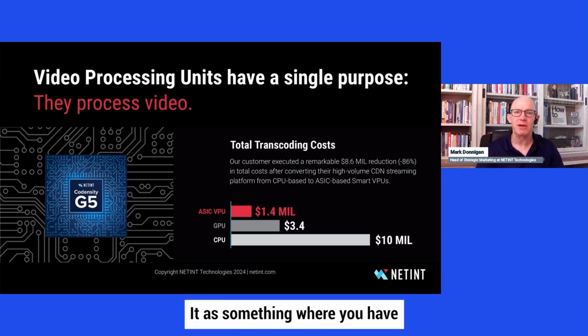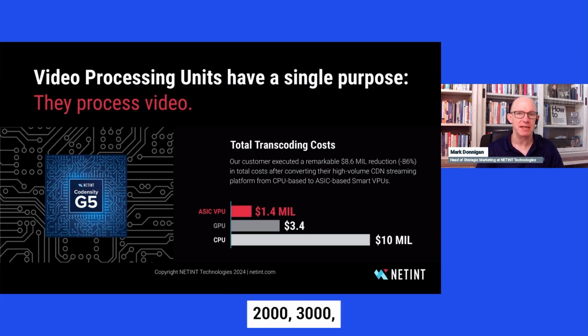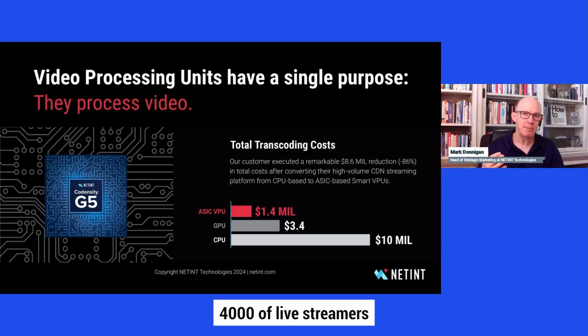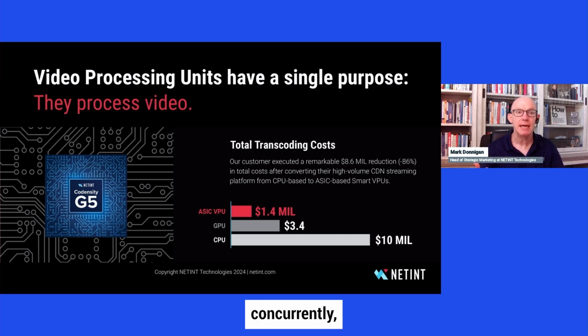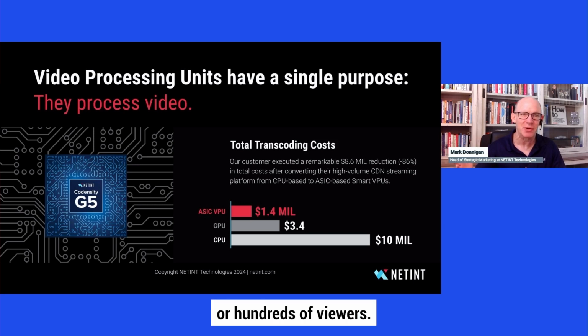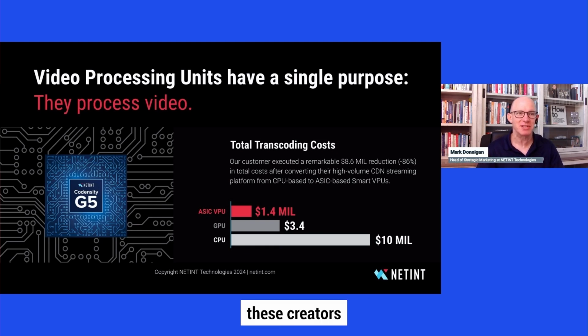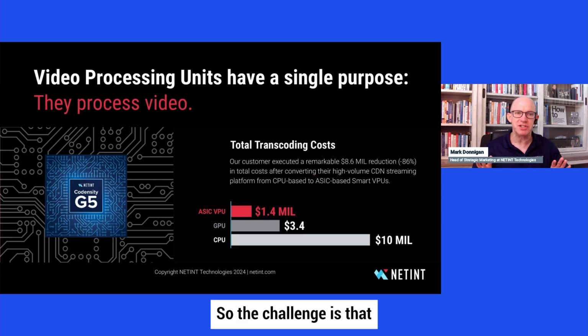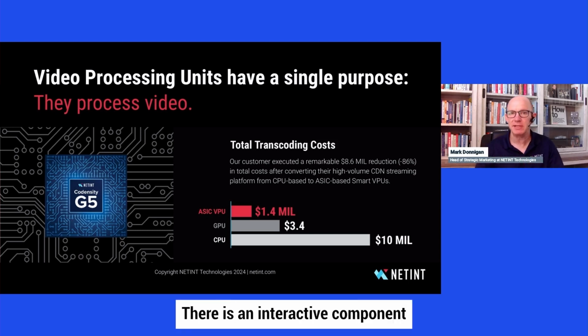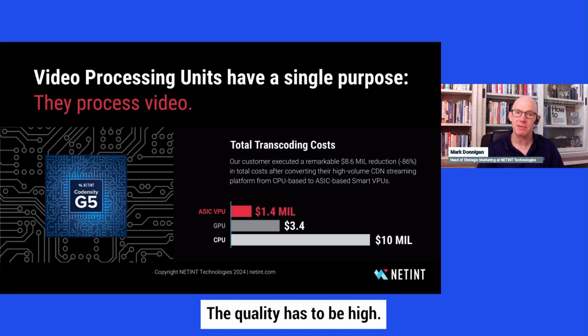You could think of it as something where you have several thousand, maybe up to 2, 3, 4,000 live streamers all streaming concurrently, and they are delivering to maybe one to tens or 20s or hundreds of viewers, and some of them might be delivering to thousands, tens of thousands. I don't know if any of the creators on this particular platform have millions, but some of them actually are extremely large. So the challenge is that this has to be sub-second latency, very, very low latency. There is an interactive component to this particular use case. The quality has to be high. These creators are creating content where quality matters. It's a part of the whole presentation.